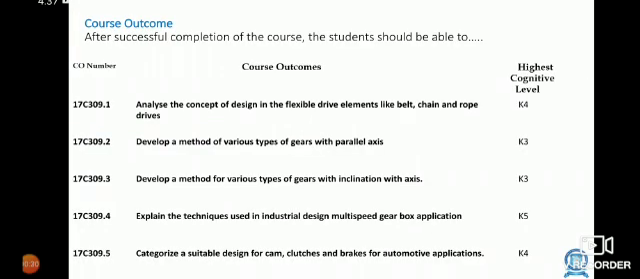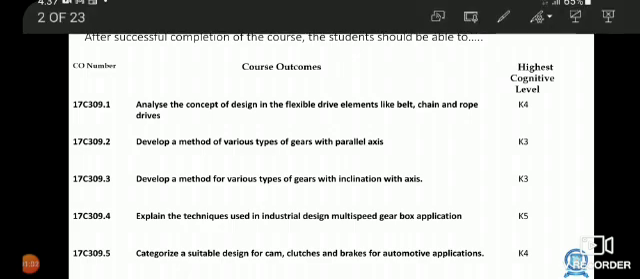After successful completion of the course, the students should be able to analyze the concept of design in the flexible drive elements like belt, chain, and rope drives. The student should be able to develop a method of various types of gears with parallel axis. The student should be able to develop the method of various types of gears with inclination angles. The student should be able to explain the techniques used in industrial design of multi-speed gearbox application. The student should be able to categorize a suitable design for cam, clutches, and brakes for automatic application.